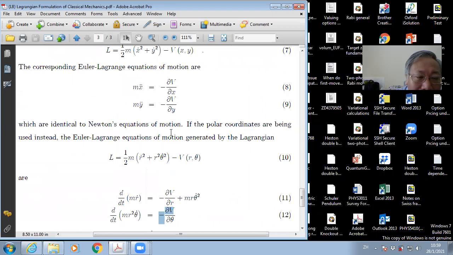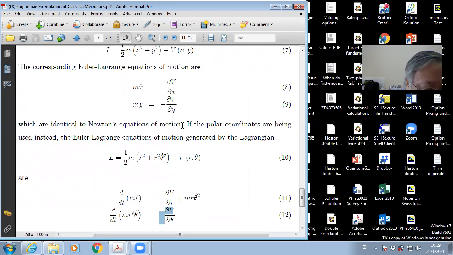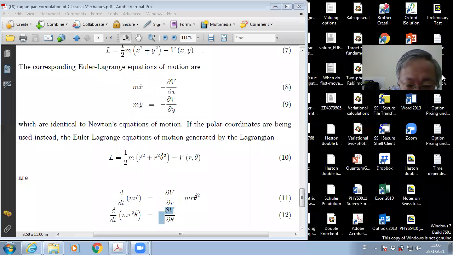Now, in this example, we can use both Cartesian coordinates and polar coordinates. Which one has an advantage? If we have a central potential, obviously the polar coordinates will be preferred. Otherwise, either case will be acceptable.